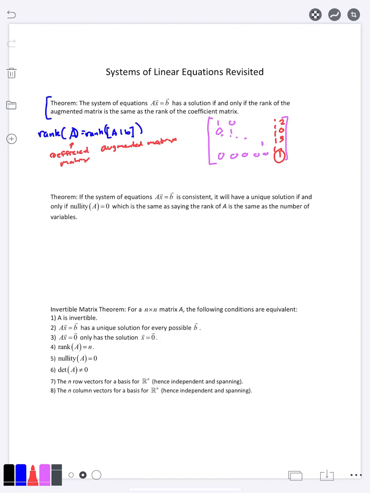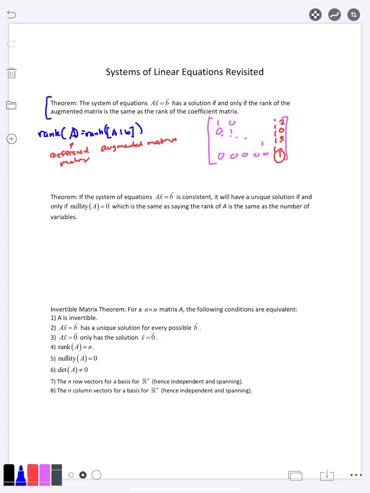And so that's why you'd have a different rank between the coefficient and the augmented matrix, and so there's no solution there. So really this theorem is just saying that as long as you don't have a row of all zeros with a non-zero at the end, you're going to have a solution, which in these new fancy terms is saying that the rank of the two matrices are equal.